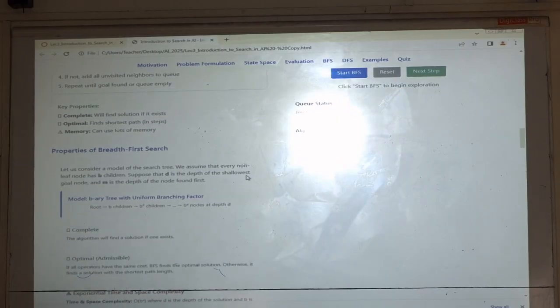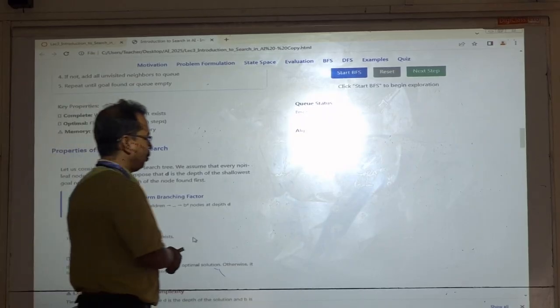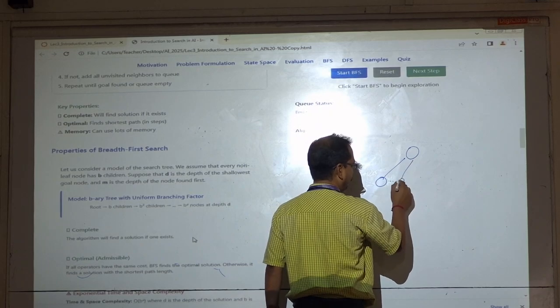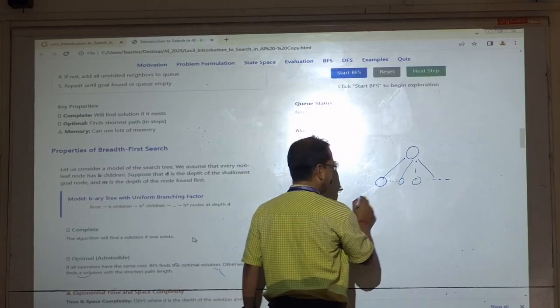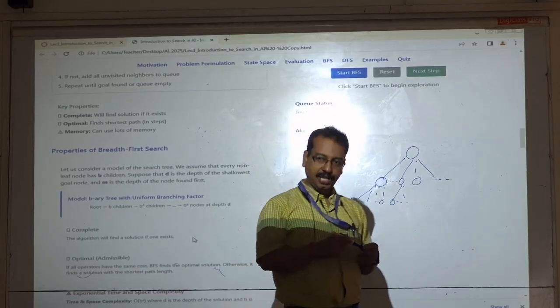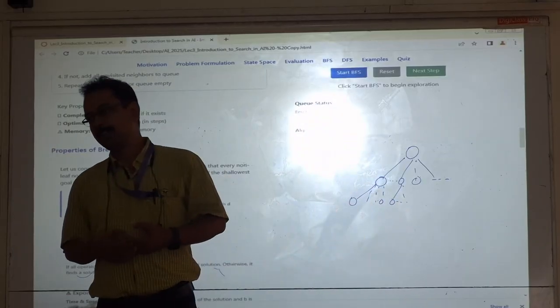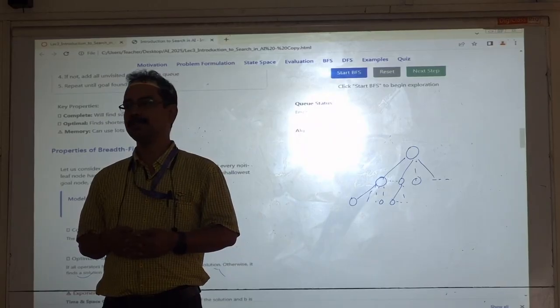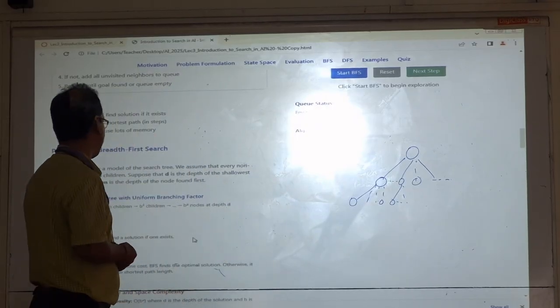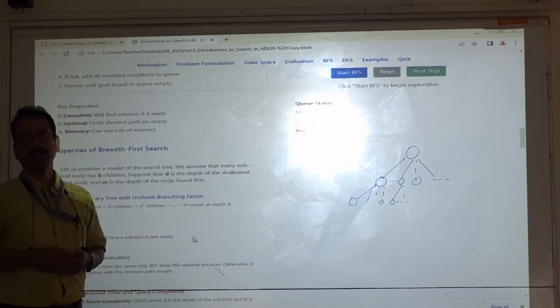Now take a case study. Consider a model of the search tree. We assume that every non-leaf node has B children. Suppose this is my start node, and each node has how many children? B number of children, so here also. When in a tree each node has B number of children, what do you call that tree? Can anyone tell? I do not know whether it is written here or not. If written, you will be able to understand. What do you call that?